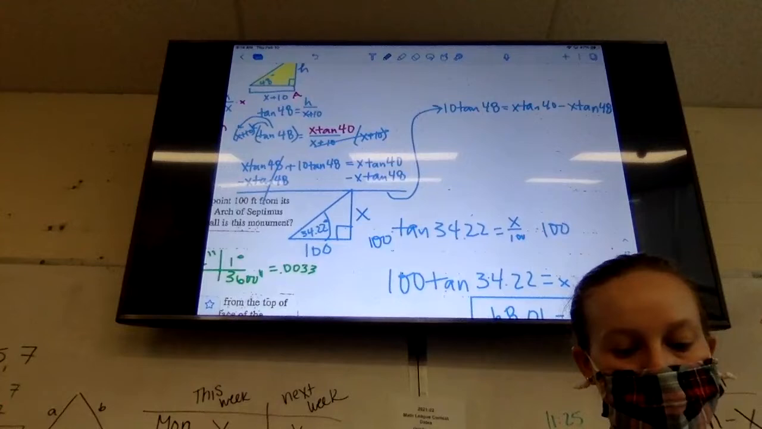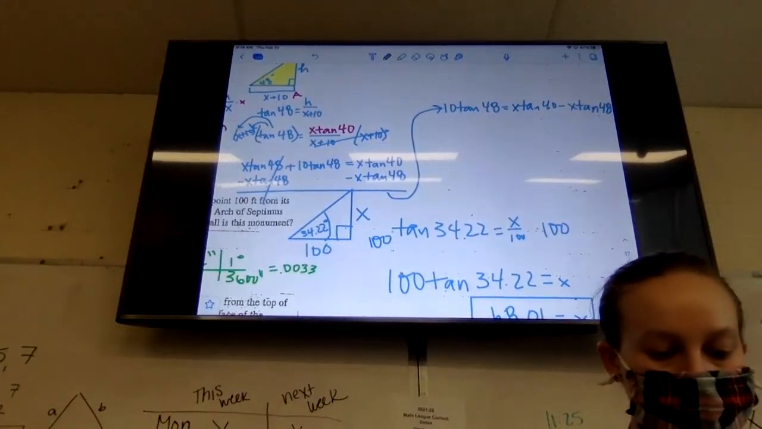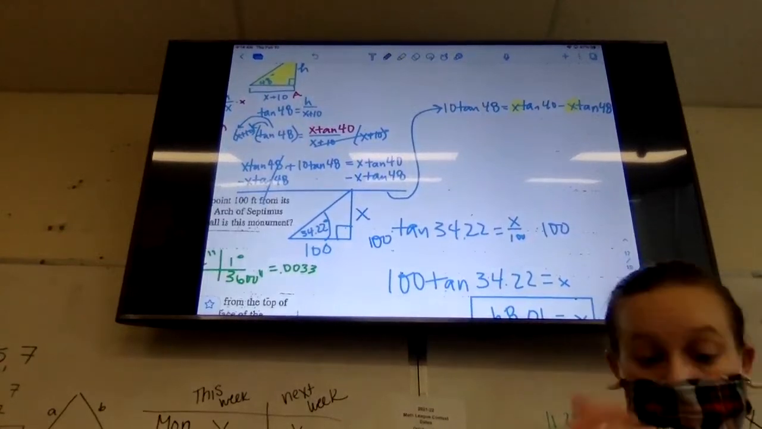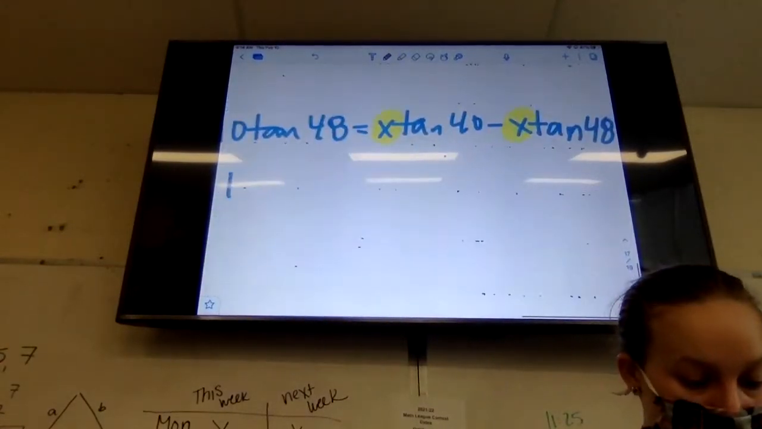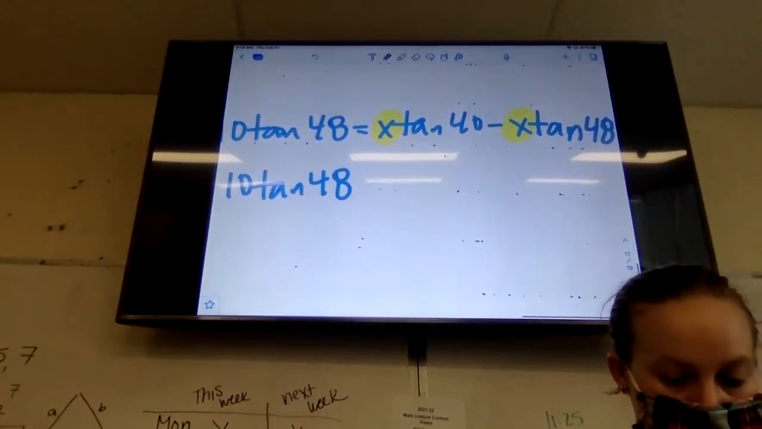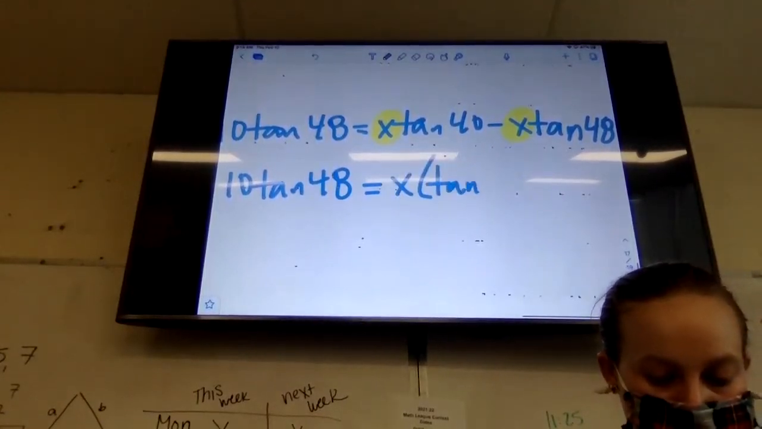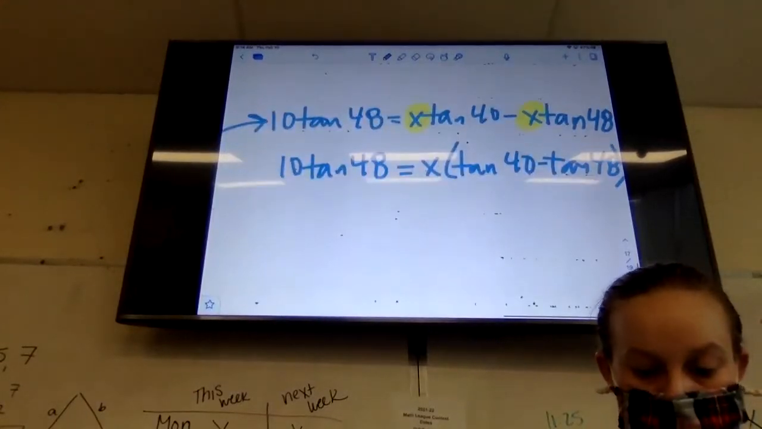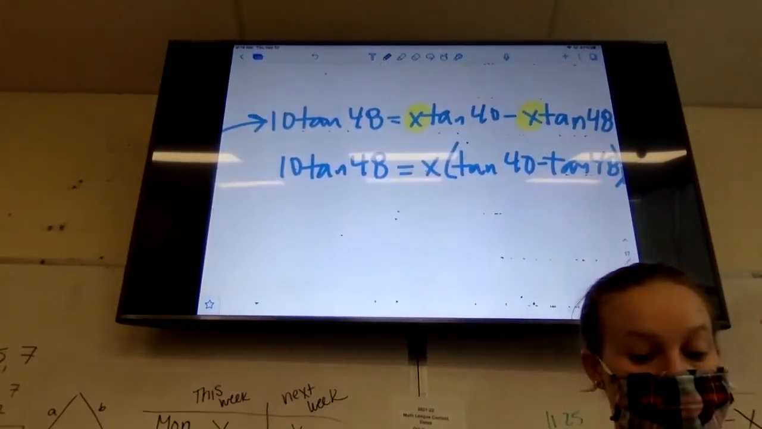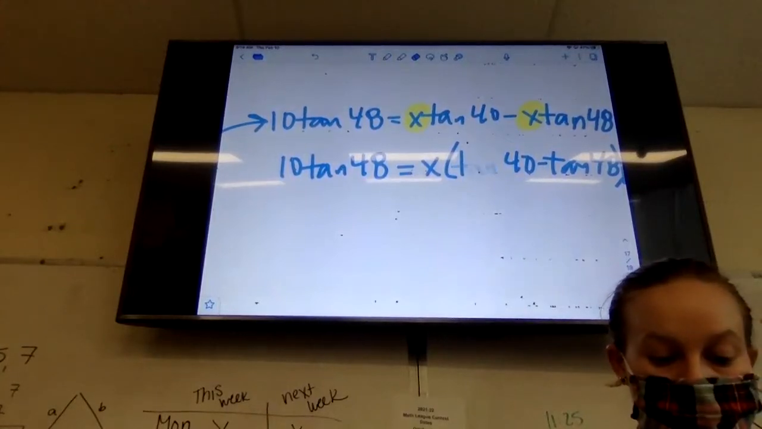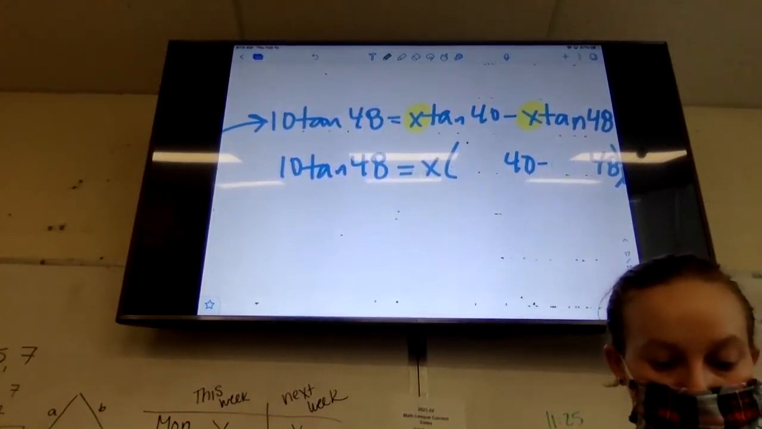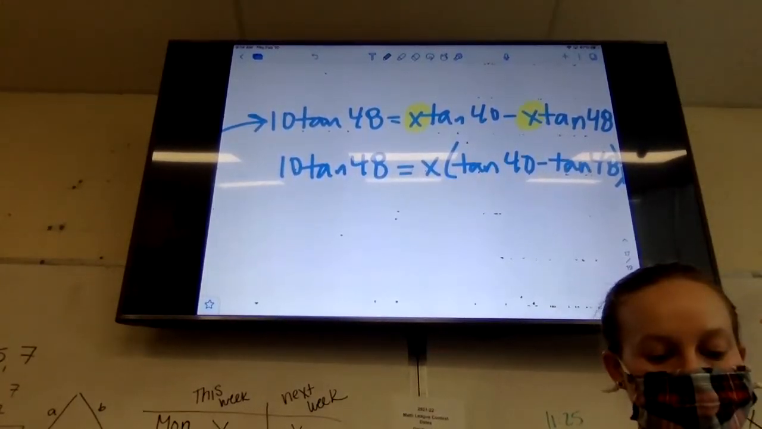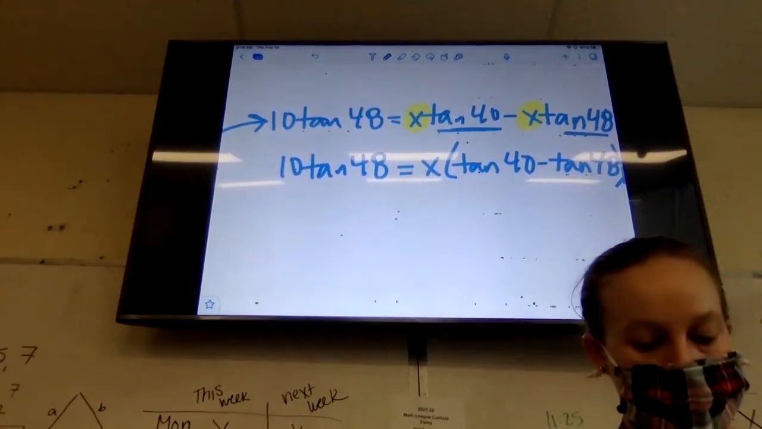So I minus my x tan 48 from both sides. As you notice on the right side now, I've got an x in both of those. And so I'm going to take an x out of that. So I've got 10 tan 48 equals x times tan 40 minus tan 48. I'm just going to do one more step and then I'm going to plug it in my calculator. So all I did was I took out my x from my x times tan of 48 and my x times tan of 40. So I just have tan 40 minus tan 48.